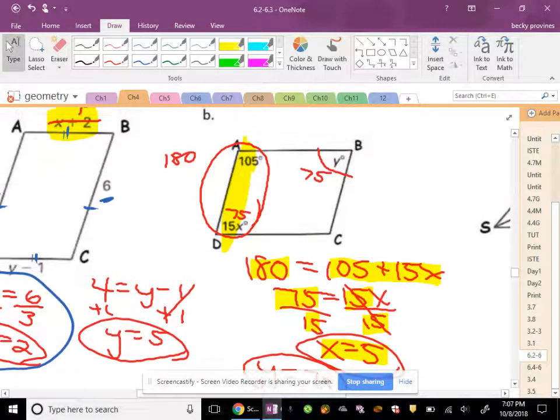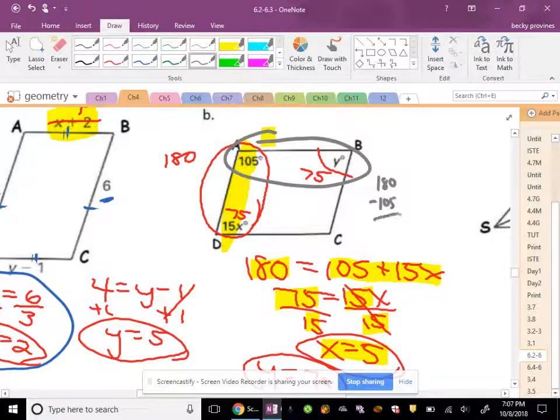So how do I get y? Okay, a couple ways. I could either plug it back in and then use opposite angles are congruent, or I know, let's get a pen, I know these two together have to equal 180. So I could just take 180 minus 105 is 75 and get y.